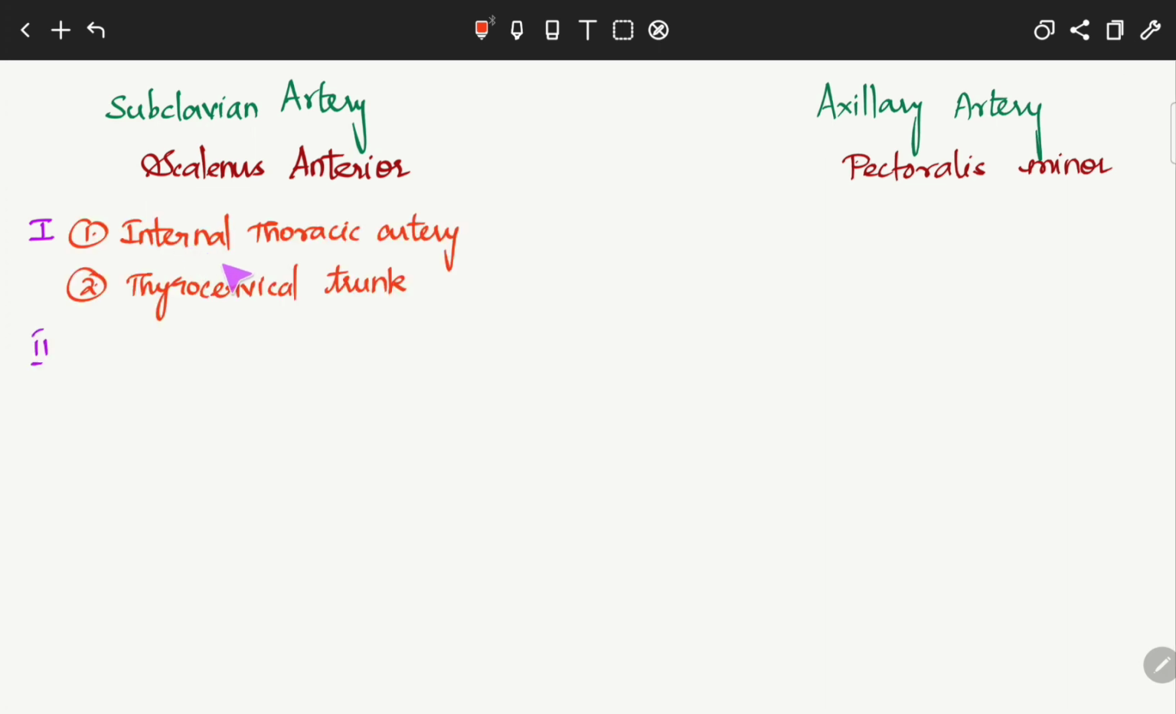So from the first part arise two branches, the internal thoracic artery and the thyrocervical trunk. From the second part of the subclavian artery arises a branch called the costocervical trunk. And then from the third part arises another branch called the dorsal scapular artery.